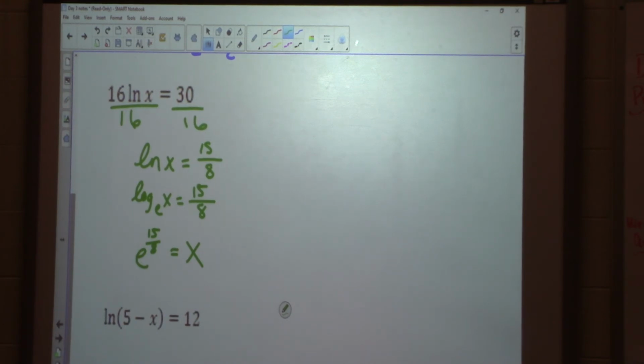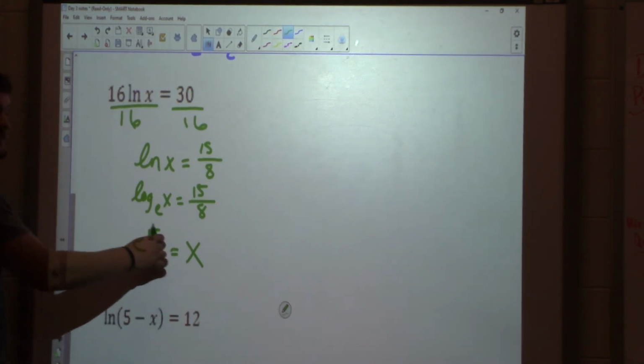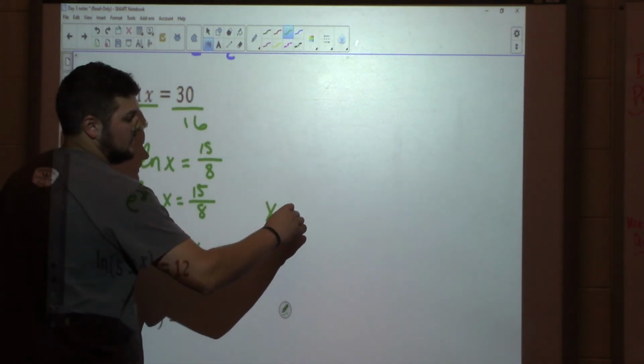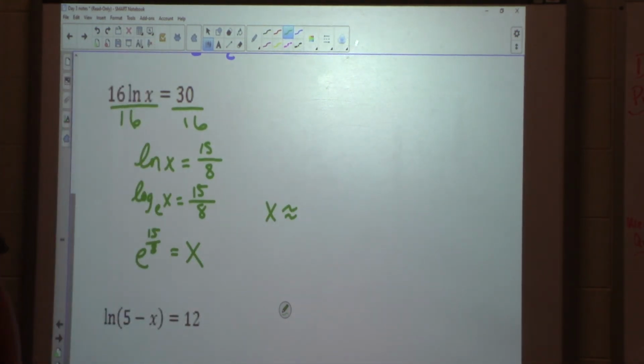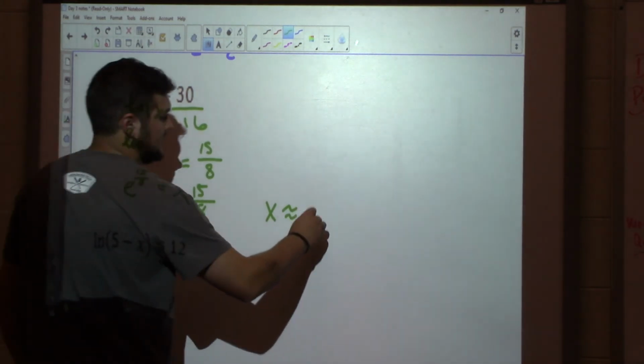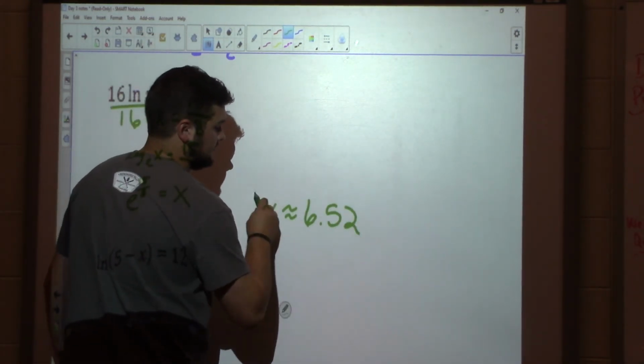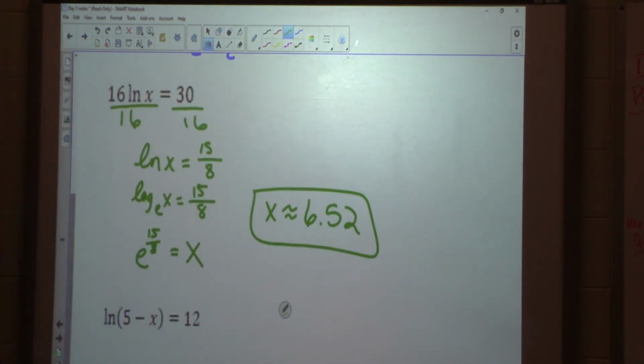So I can go ahead and I can just plug this right into my calculator. e to the 15/8 power, and we round to the nearest hundredth, we'll say. And what do we get? 6.52. Good. Guys, any questions on that?